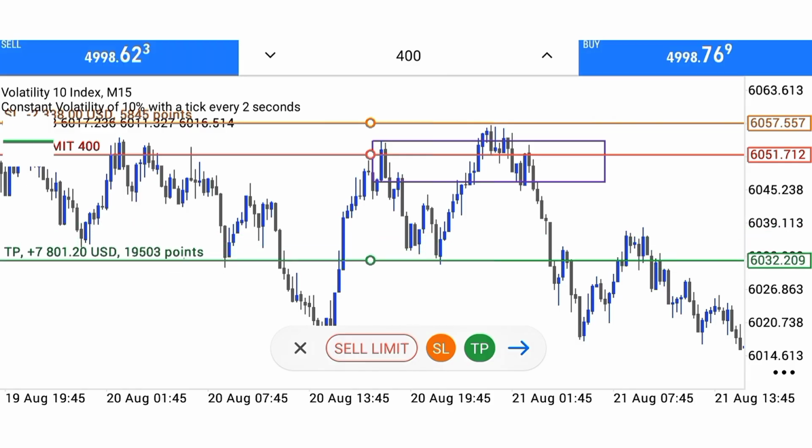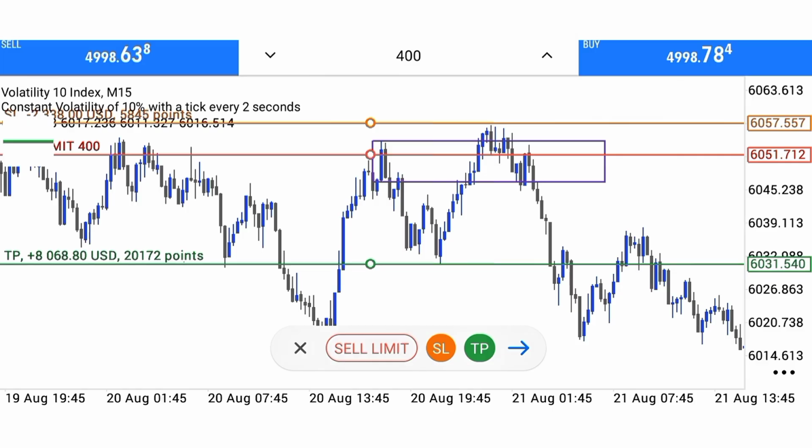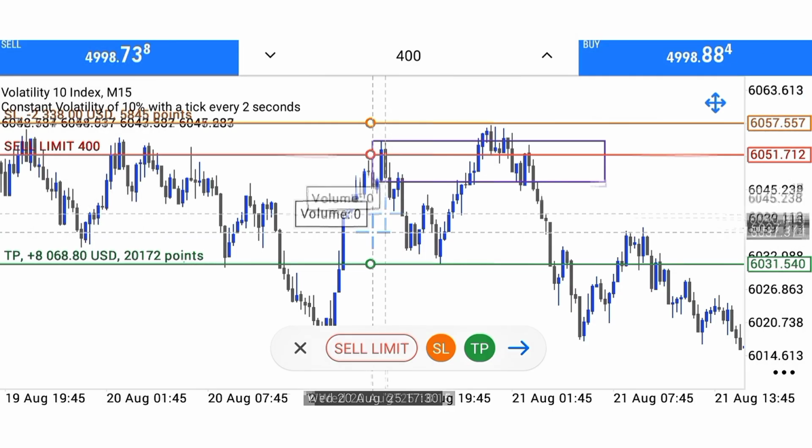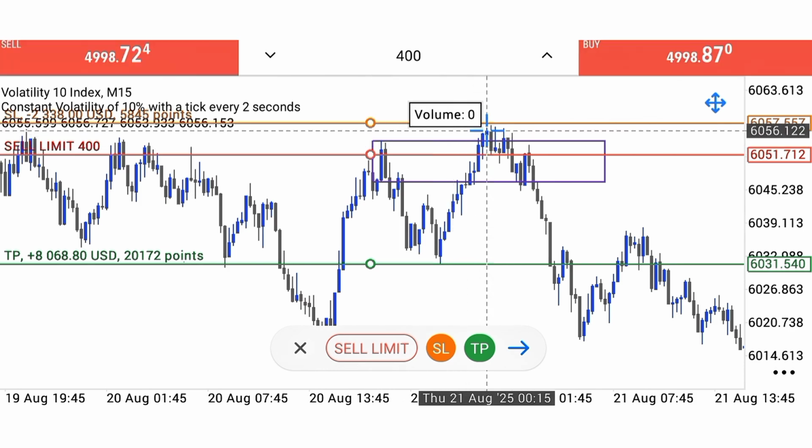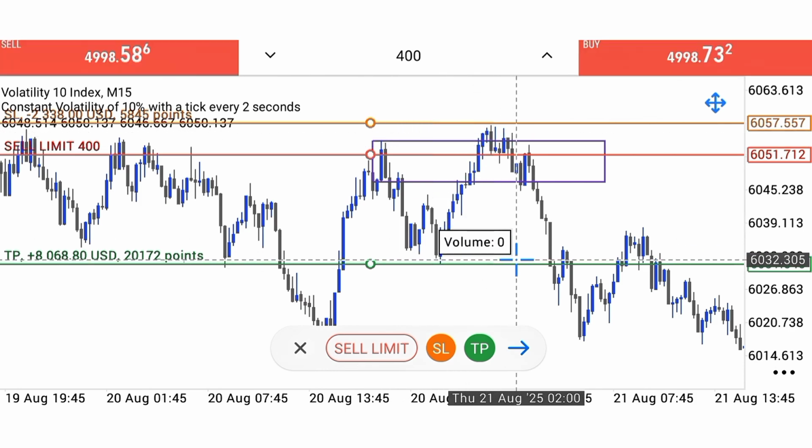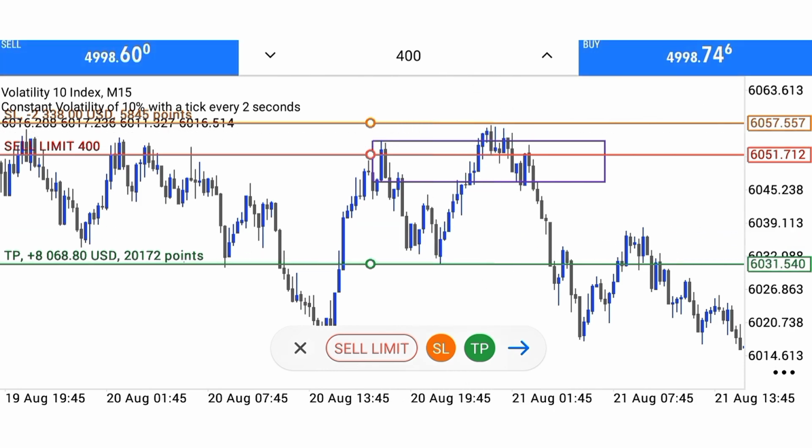That's the low of the supply area. In case you don't know what the supply low and high are, this is the high of the supply area, and this is the low of the supply area. So when you have this, you place your stop loss above the engulfing candle, and then your take profit target at the low of the supply area.